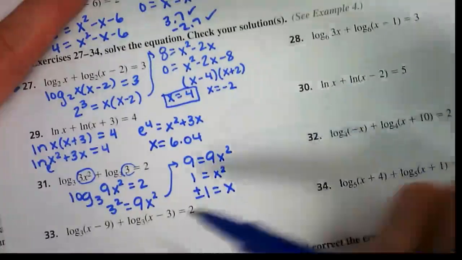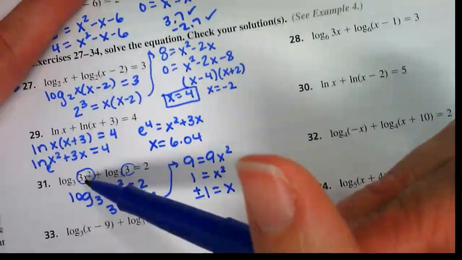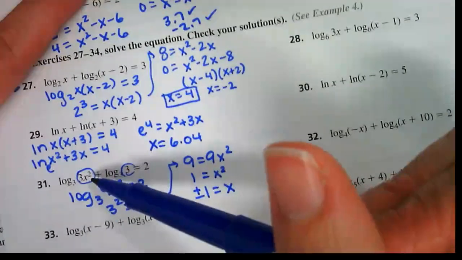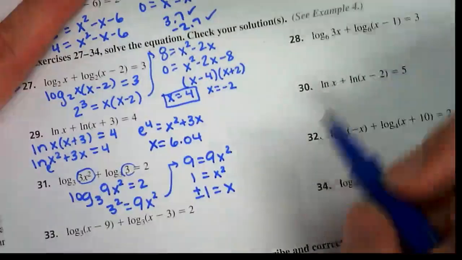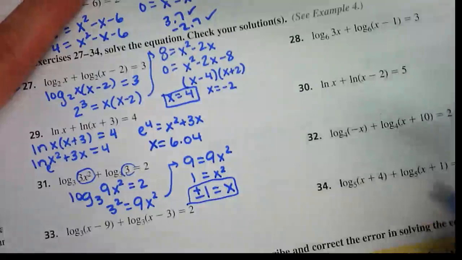I need to check to see if I plug them in, if it works. So if I plug in negative 1 here, I'll get positive 3, so that's okay. And if I plug in positive 1, I also get positive 3, so that's okay. So both of these are a solution.